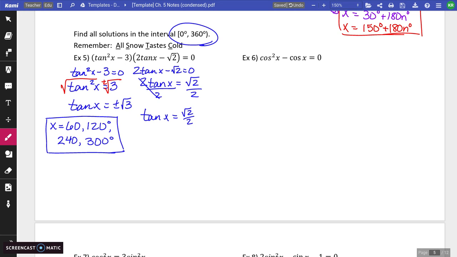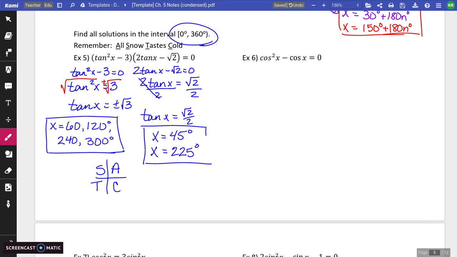Okay, tangent of x equals root 2 over 2. This time tangent is positive. So if tangent is positive, you are in the first quadrant and in the third quadrant. The angle measure in the first quadrant is going to be 45 degrees. That's your root 2 over 2. And then I can use a reference angle in the third quadrant, and you're going to get 225 degrees. So there are those 2 solutions. So you actually have 6 solutions to that equation. Okay, number 6.